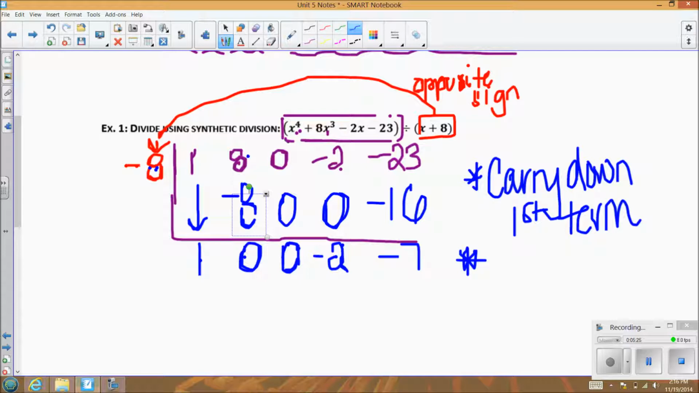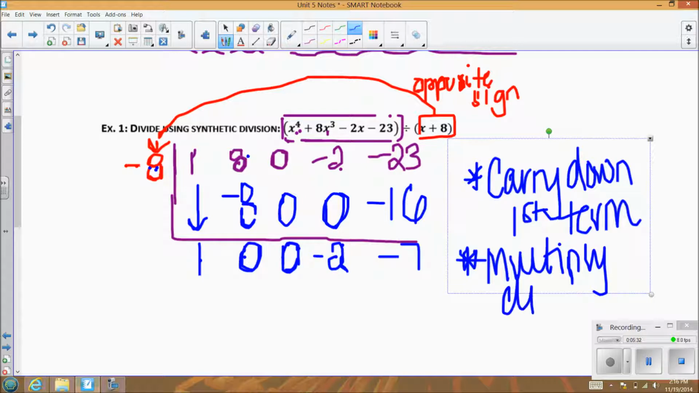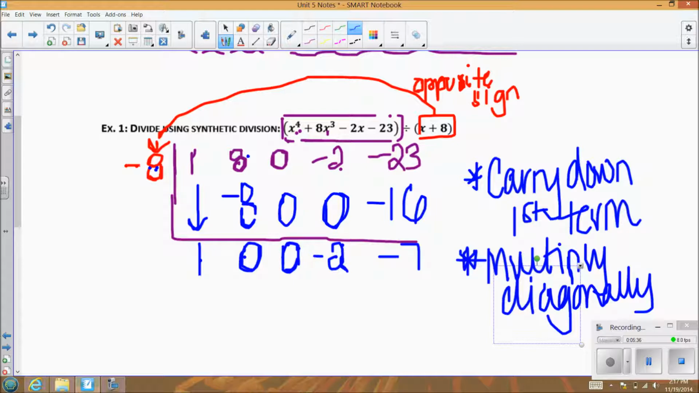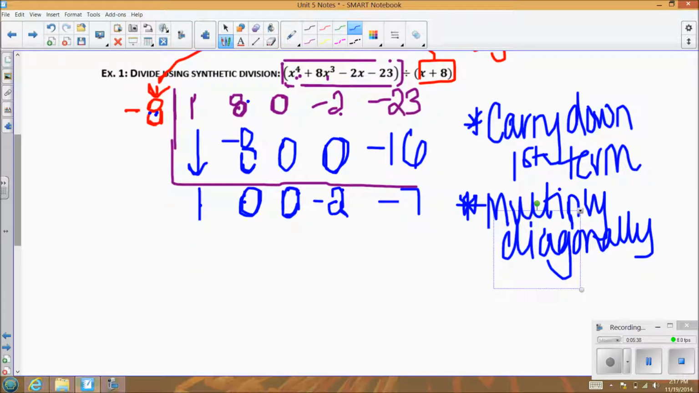Second thing that you do is you multiply diagonally, and you always are going to multiply diagonally. So all of the numbers, I multiplied them by 8, and then whatever I got out, I put in the next column, and then I added vertically. So you add the numbers that are vertical to each other. So add vertically.